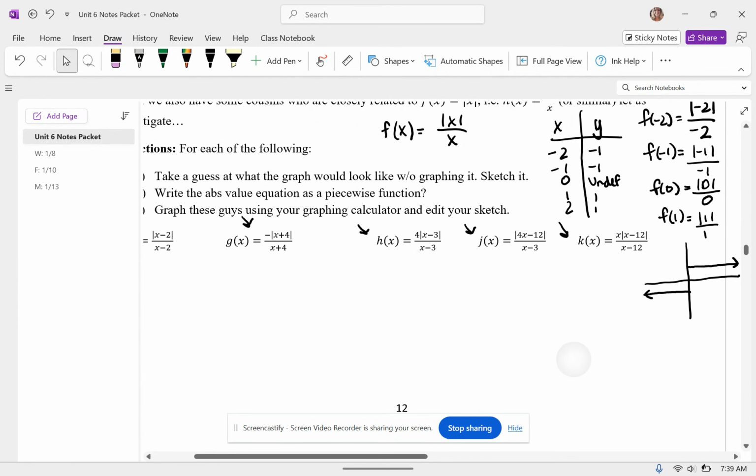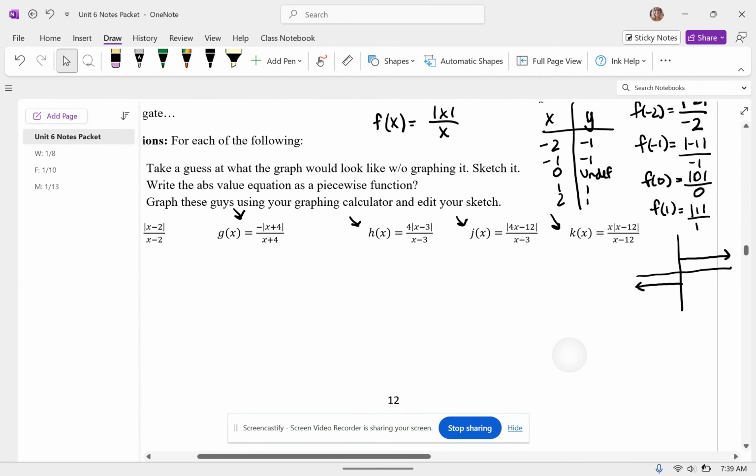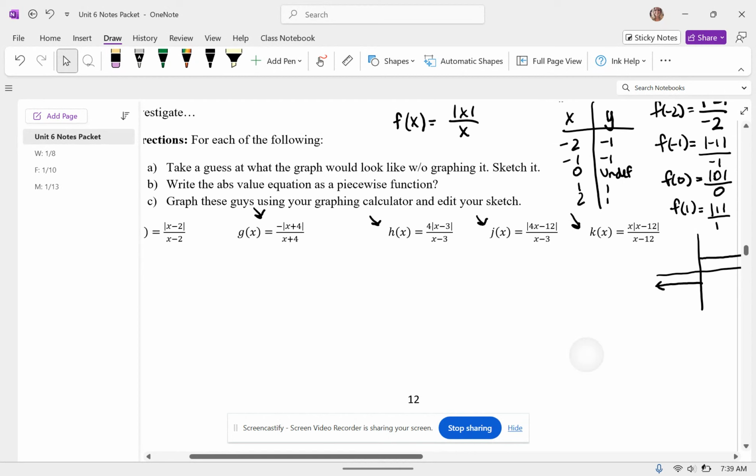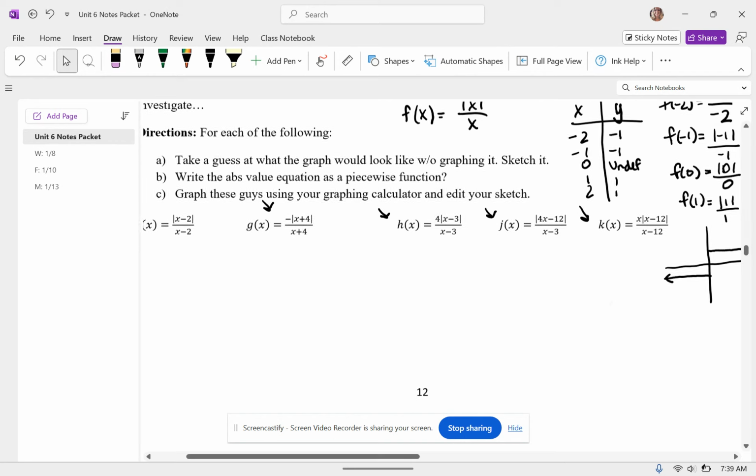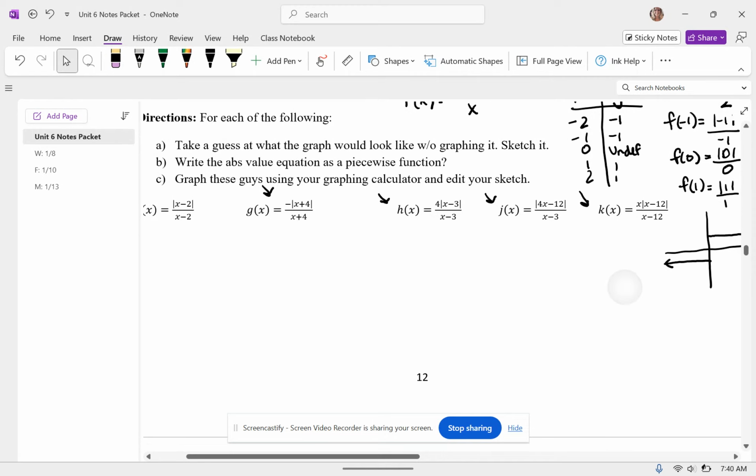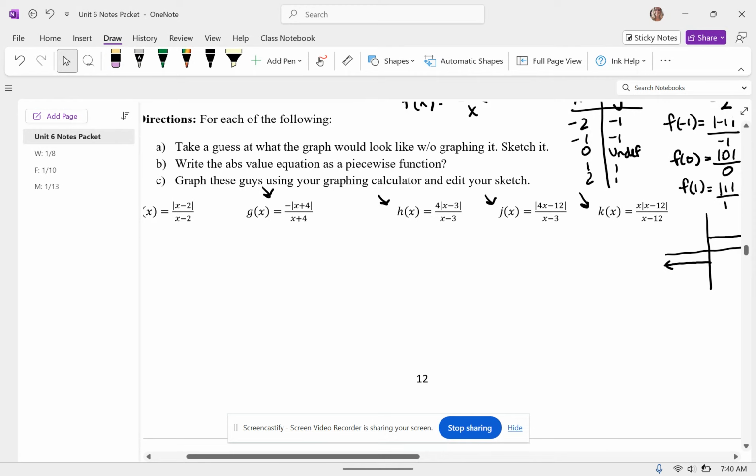So what you're going to do is take a guess at what the graph looks like without graphing it, right? So think about what kind of quantities are going to be up top, what kind of quantities are going to be on the bottom, when are they going to be positive or negative. Then you're going to write the absolute value equation as a piecewise function, and then you're going to graph them on your calculator. You might want to look at the calculator first before you make the piecewise function, and your sketch doesn't have to be perfect. You're just kind of showing what's happening, okay?